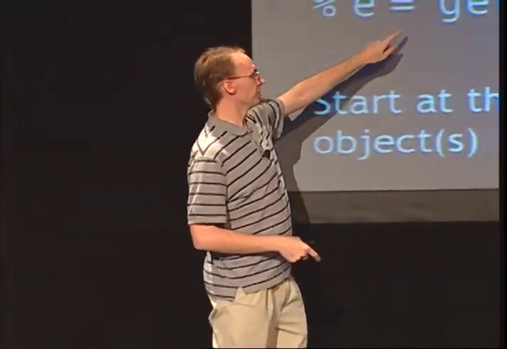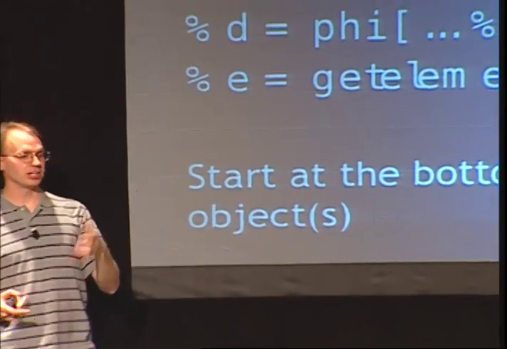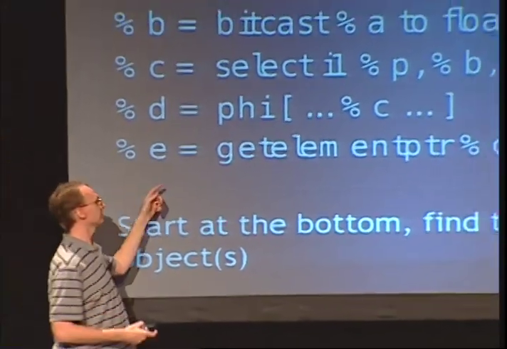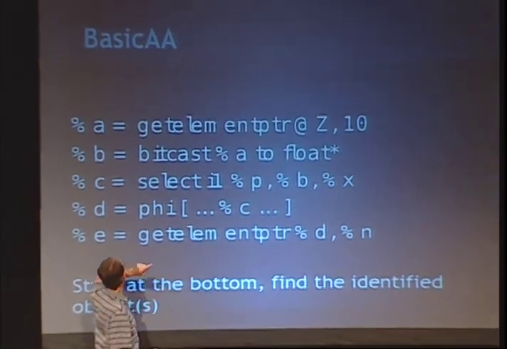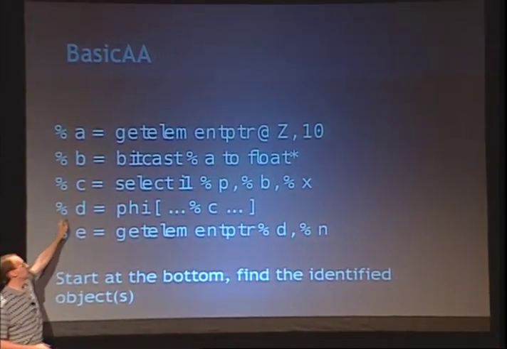Basic AA, and hopefully you can read this code here. So basic AA's basic approach is, given a pointer value, try to figure out how that pointer value is computed. Try to walk up what we call the use-def graph. This is some LLVM IR code. If we start out with the pointer E, and we say, OK, how was E computed? E was computed with a get element pointer. In get element pointer, we have the magic rule that says the pointer has to come from the base, not the offset. So we can ignore N here, and we can go straight to D and say, OK, how was D computed? Well, D was computed from a phi node.